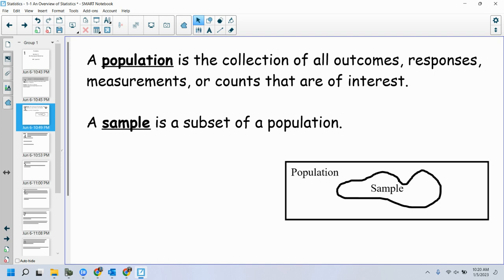Okay, population. Population is the collection of all outcomes, and that's a very key distinction. All outcomes. Population means everything. No exceptions.